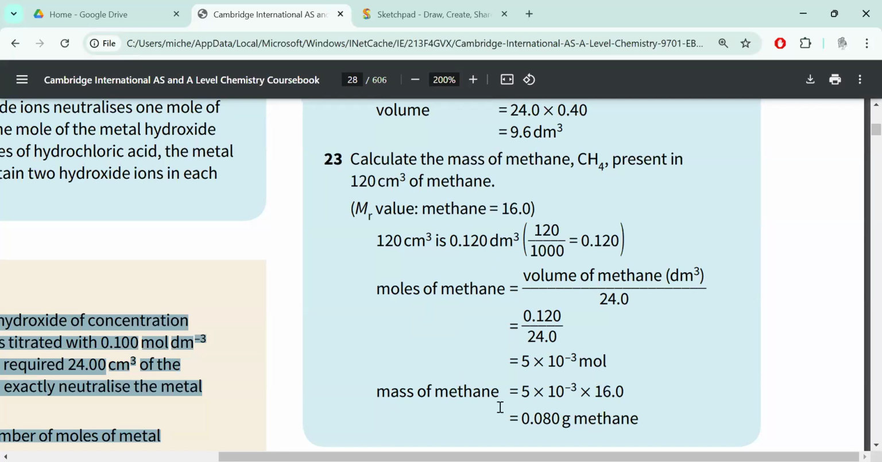And then to calculate the mass, the formula for finding mass would be moles times the molar mass, or Mr here. So that would be 5 times 10 to the negative 3 times 16, which is the Mr value. It's already stated in the question. And that's how we end up with 0.080 g, 0.080 g.